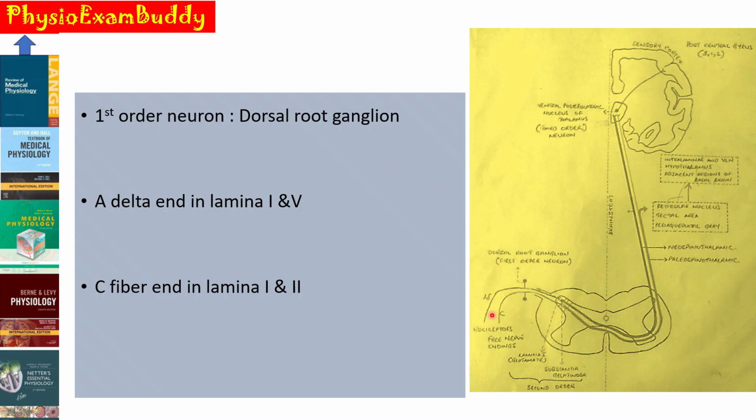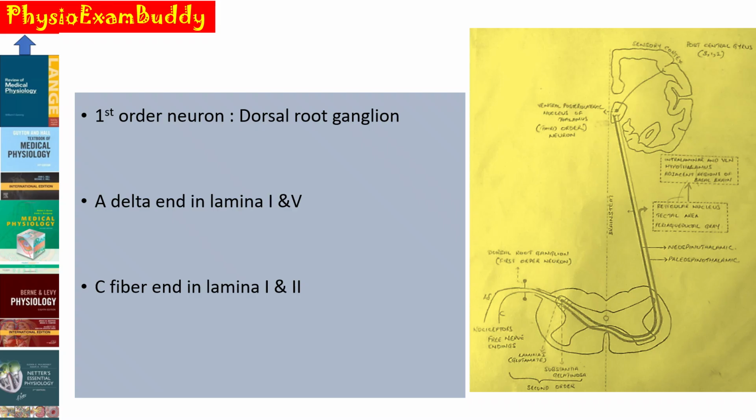So, from the receptors arise the afferent fibers, that is through A delta as well as C fibers, and they will enter into our first order neuron, which is our dorsal root ganglion. You can see here two ganglions, one of the neospinothalamic and the second one of the paleospinothalamic. So the first order neuron is the dorsal root ganglion, and the A delta fibers will end in lamina 1 and 4 of the dorsal root, whereas the C fibers will end in lamina 1 and 2 of the dorsal root.